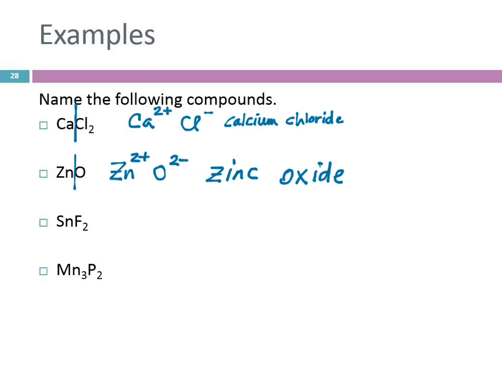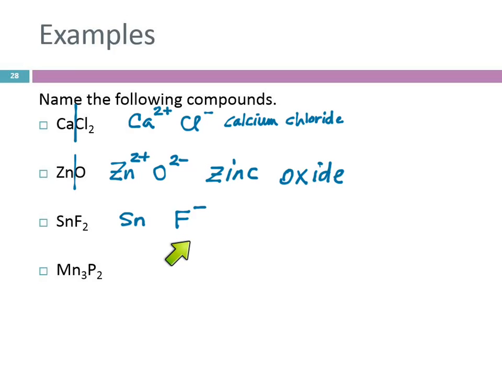SnF2. What are the two ions there? Sn and F. We're not going to carry this 2 over. This is a monatomic ion. The 2 was just telling us there's 2 of them. What's the charge on Sn? We don't know. Okay, skip that one for now. What's the charge on F? -1.